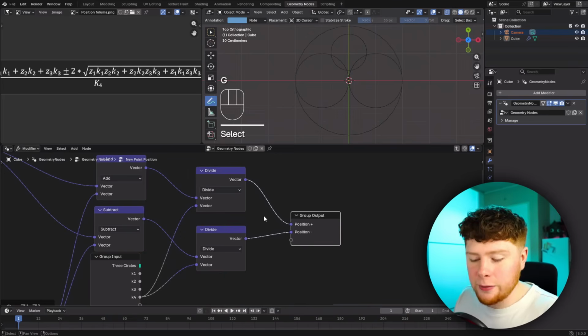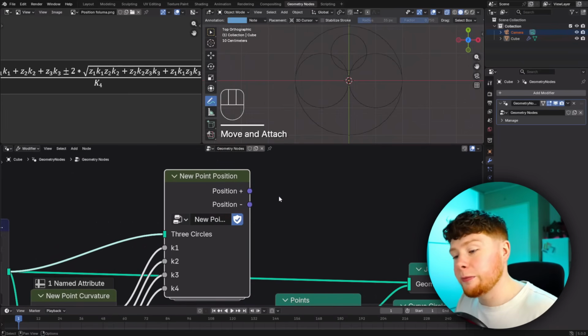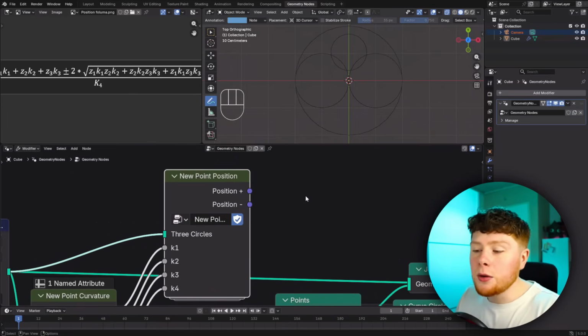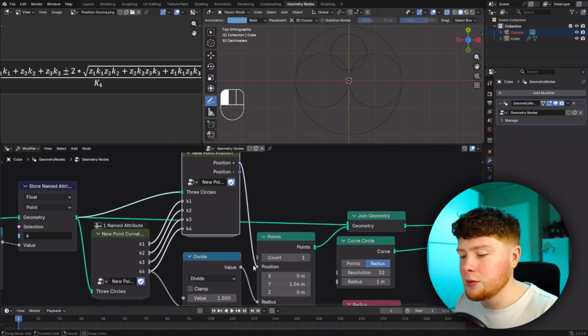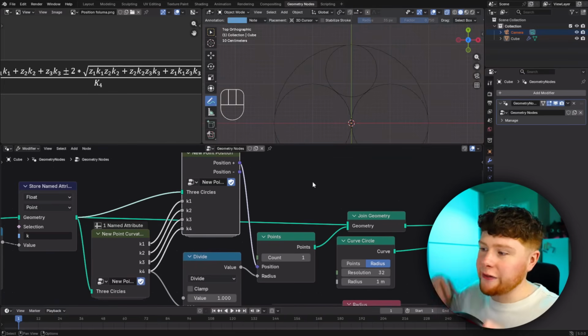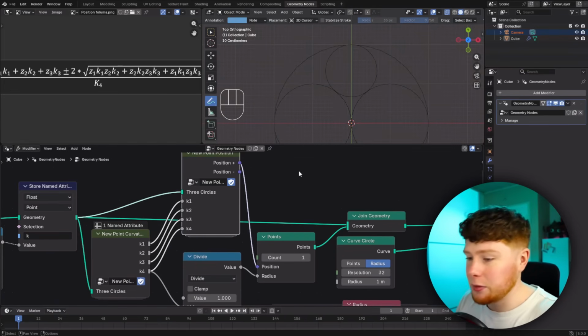Let's go out of this node group again. And then you see this node group puts out the positive position and the negative position. For now, we're only going to focus on the positive position. So if we put the positive position into the position like this, then you see we have the circle on the exact position that we want. And I think this is already pretty cool progress.